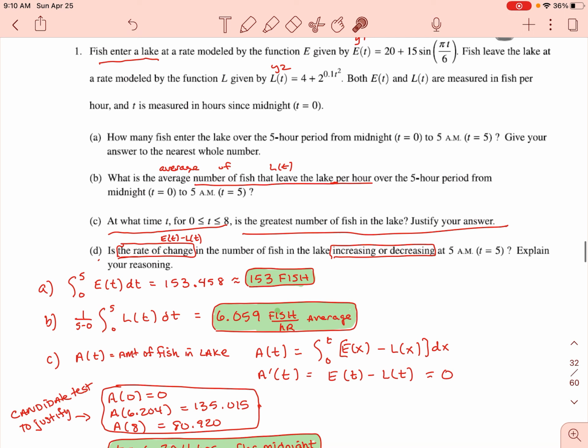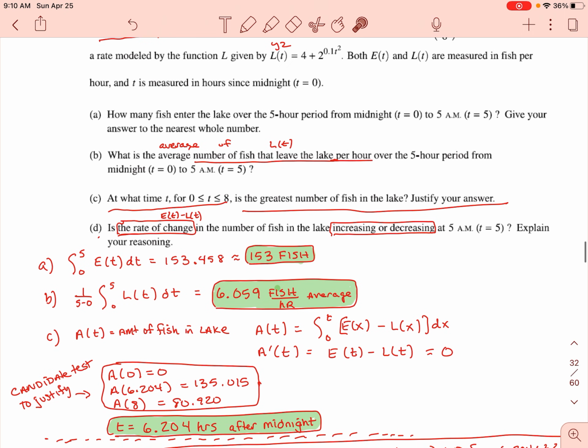All right, let's take a look at 2019 number 1, part D. Is the rate of change in the number of fish in the lake increasing or decreasing at t equal 5? Explain your reasoning. First thing first, understand what you're being asked.